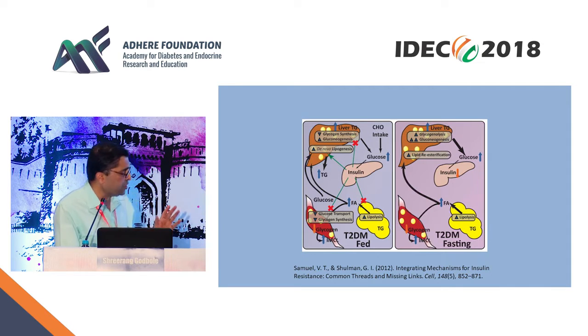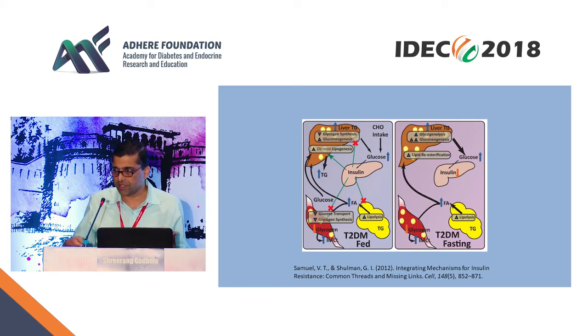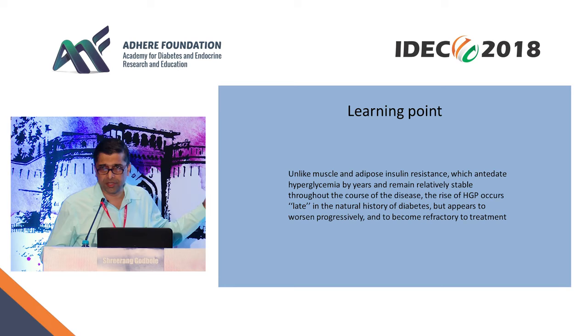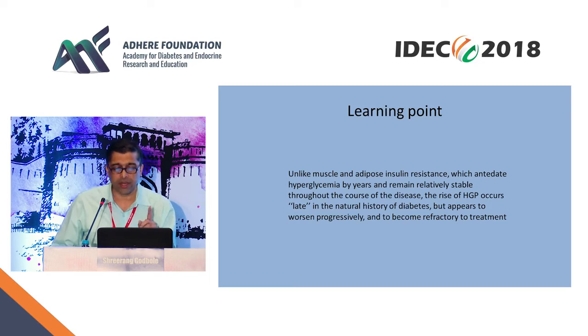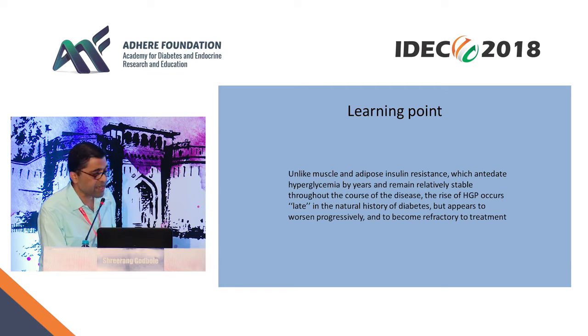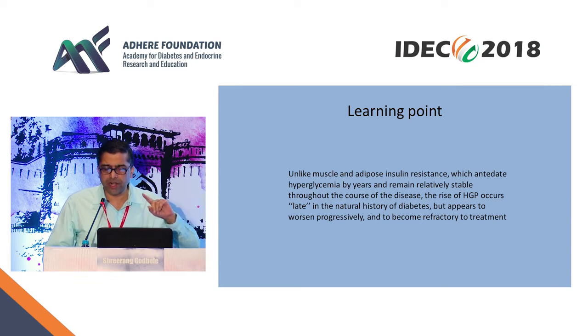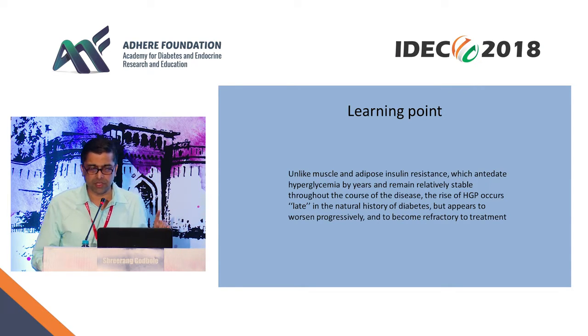So there is increased lipolysis, increased free fatty acids, and these free fatty acids again go to the liver, where they are re-esterified in the liver and in various other tissues. So the learning point is, if at all there was an argument to be made, what comes first? Whether it's the liver or the pancreas, in fact, I would say it's the muscle resistance that comes first. So the muscle and adipose insulin resistance, they antedate the hyperglycemia by several years, but they would remain relatively stable throughout the course of the disease.